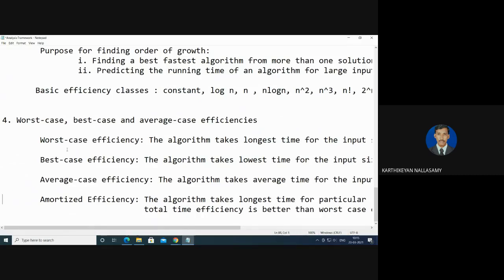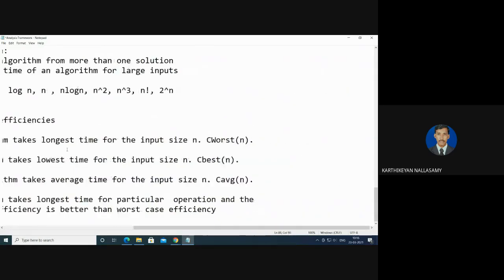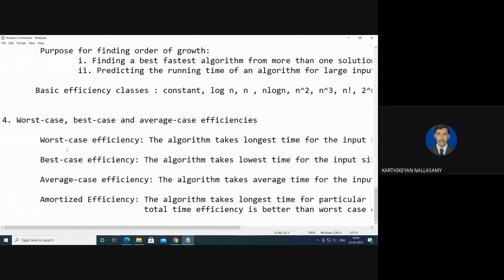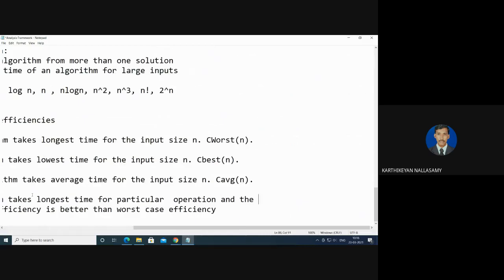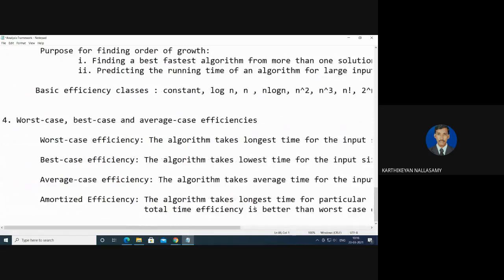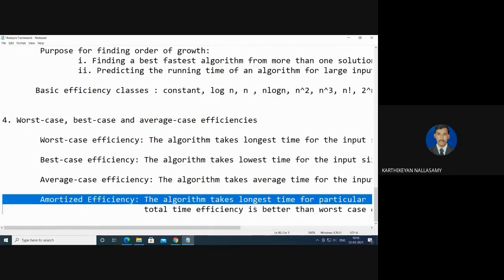There is one more efficiency we must know about, called amortized efficiency. Amortized efficiency means that the algorithm takes the longest time for a particular operation, but the total time efficiency is better than its worst case. Then it comes under amortized efficiency.